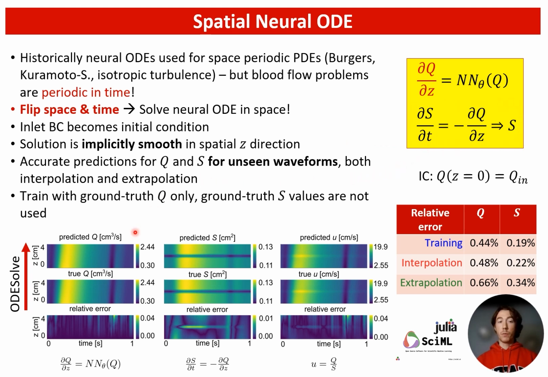Using this framework, we managed to get accurate predictions for both the flow rate and the area S for unseen waveforms for both interpolation and extrapolation. The relative errors are listed in this table. As we can see, for both the area and the flow rate, the errors are below 1%.